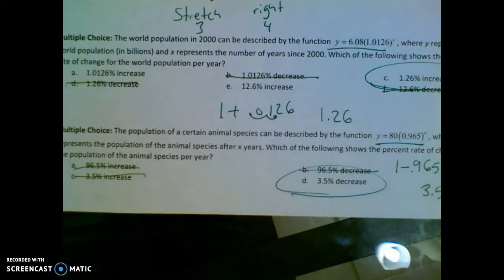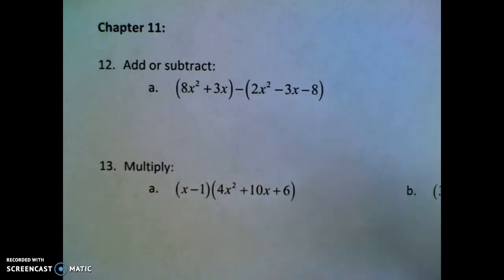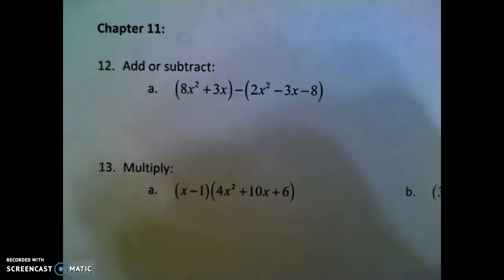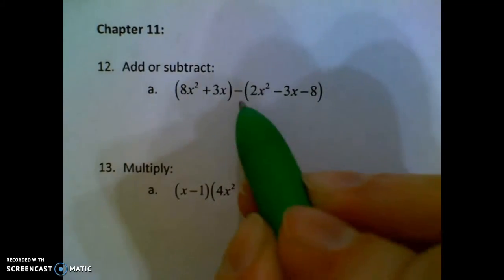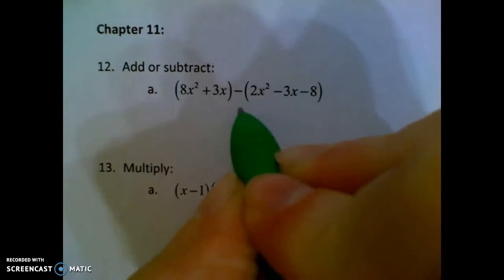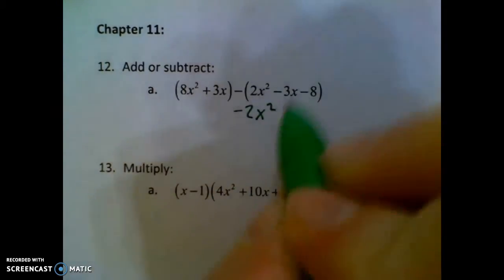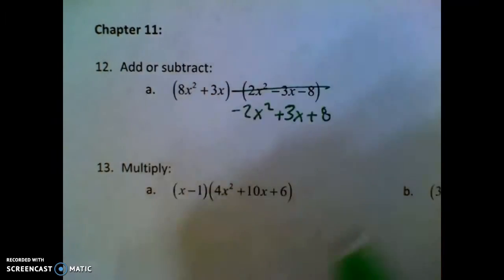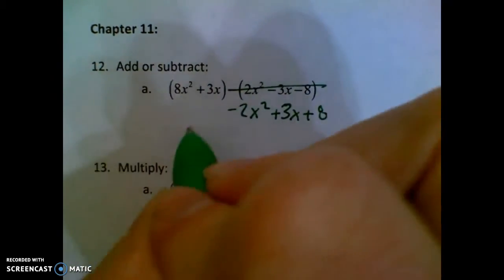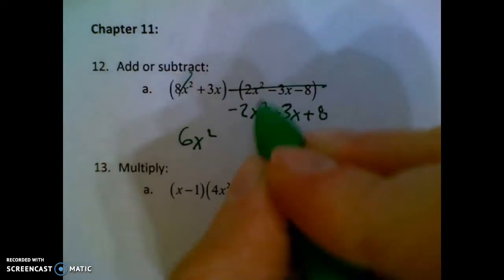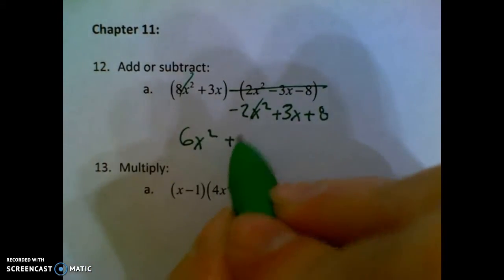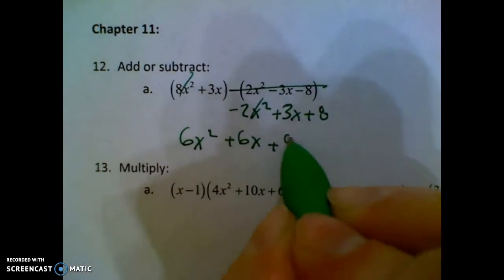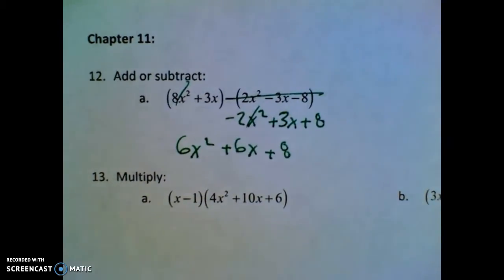Alright, going to chapter 11, we're going to be talking about polynomials and stuff. So this one says add or subtract, so I'm going to be subtracting. Just distribute that negative sign to each of those things in that trinomial. And then just combine like terms. So 8 minus 2 is 6x squared, so that's gone, that's gone. 3x and 3x is a positive 6x, and then a plus 8. Just combining like terms. Make sure, though, that you're careful about that negative sign there.